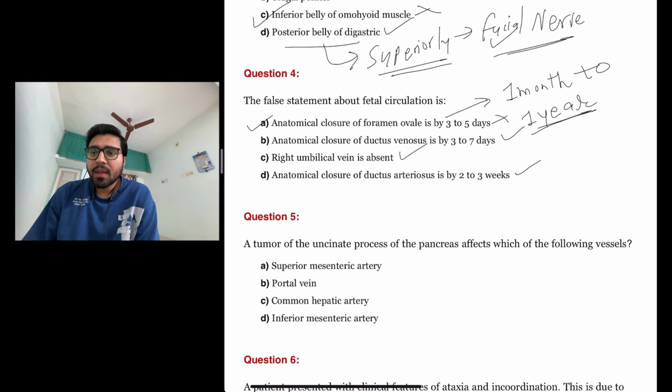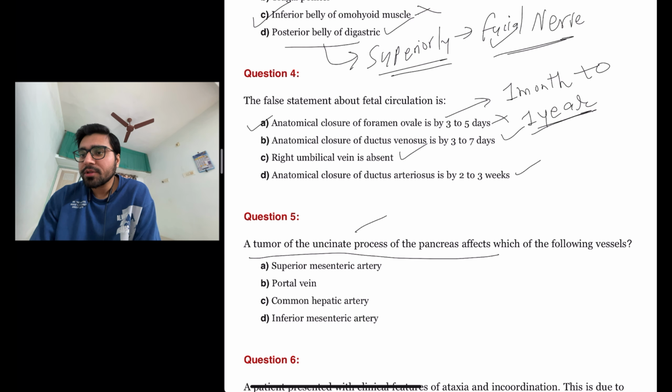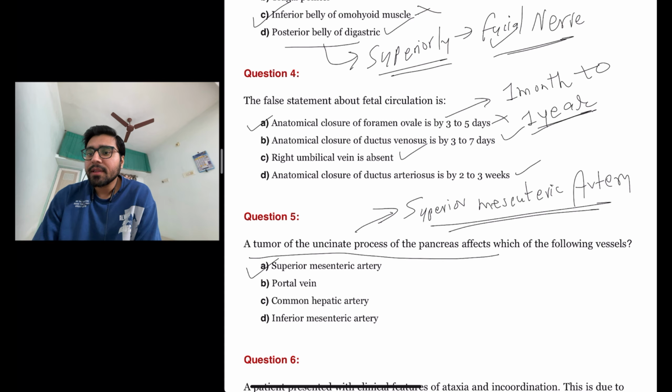Anatomical closure of foramen ovale is actually by 1 month to 1 year time period, not 3 to 5 days. The next question is, a tumor of the uncinate process of the pancreas affects which of the following vessels? So a tumor of the uncinate process of the pancreas actually affects the superior mesenteric artery. So the answer here is A, because the superior mesenteric artery passes in front of the uncinate process of the pancreas, and a tumor of the uncinate process moves forward and compresses the superior mesenteric artery.